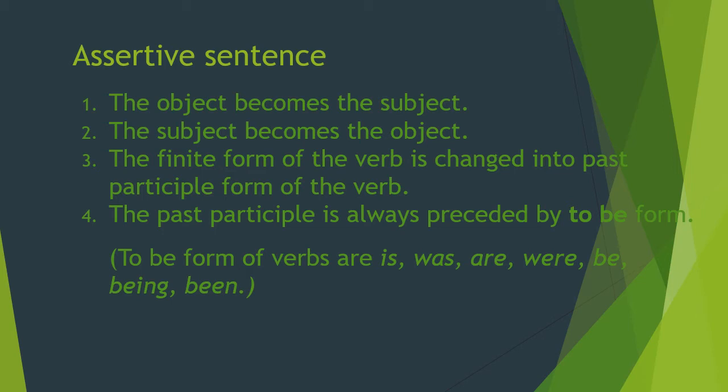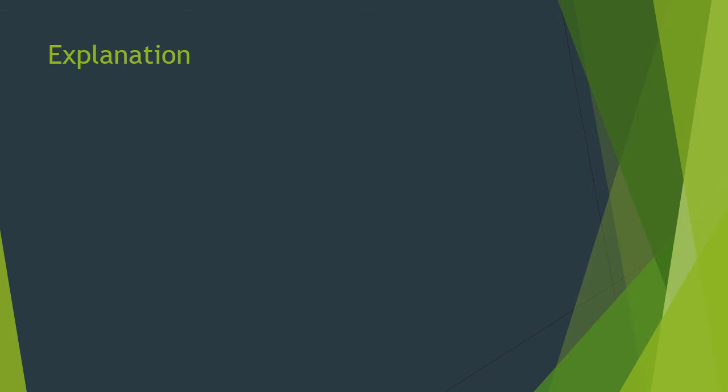Subject-verb agreement means if the subject is in singular, verb also will be in singular. If the subject is in plural, verb also will become plural. So it depends upon the subject which to be form is to be used in the passive voice. Now let us learn with the explanation how to change active voice to passive voice.